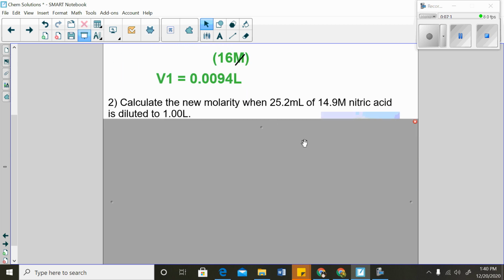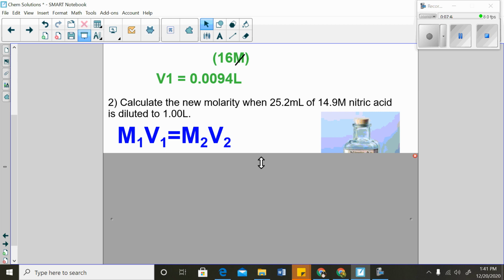All right, so here it says calculate the new molarity when 25.2 milliliters of 14.9 molar nitric acid is diluted to 1.00 liter. So right now you've got the stock solution, 14.9 molar nitric acid, and you know how much of that you need for your dilution, 25.2 milliliters. So again, these are tiny amounts. They're supposed to be. But you want this diluted to 1.00 liter. What strength is that?